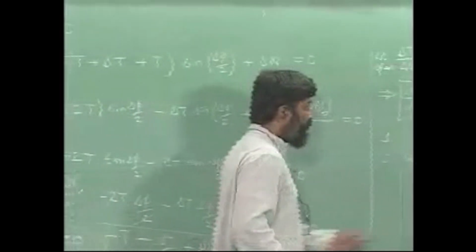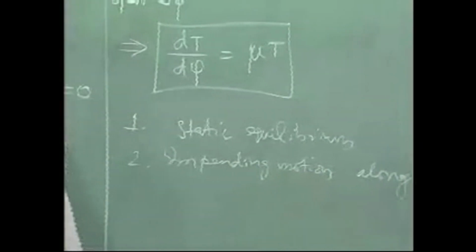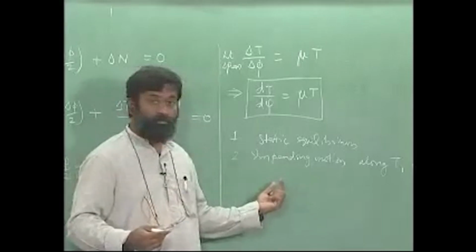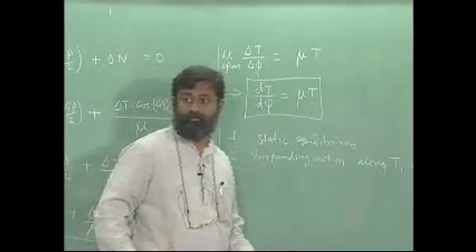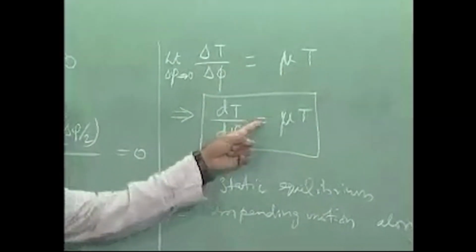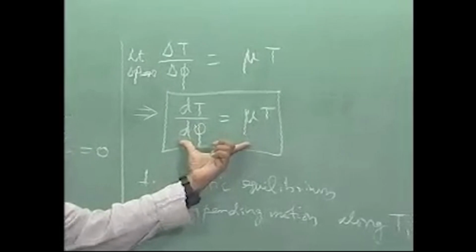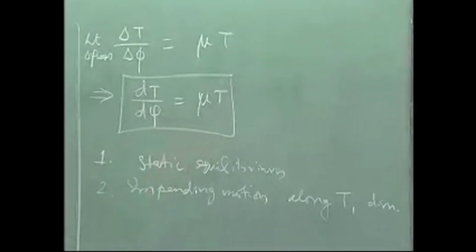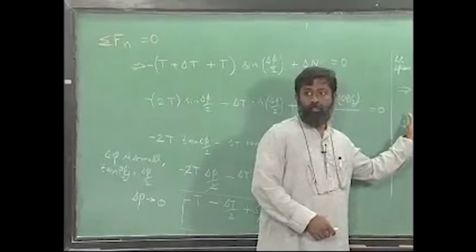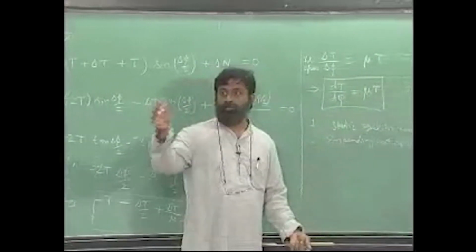These two are important because along T1 tells me that the friction is opposite to T1 direction. Applying these two, we get dT/dφ equals μT. This is an important relationship that we will be using in order to understand the friction on a circular surface.